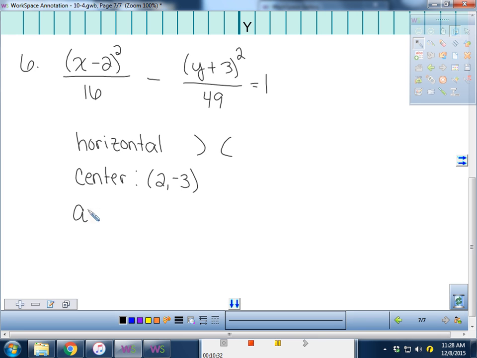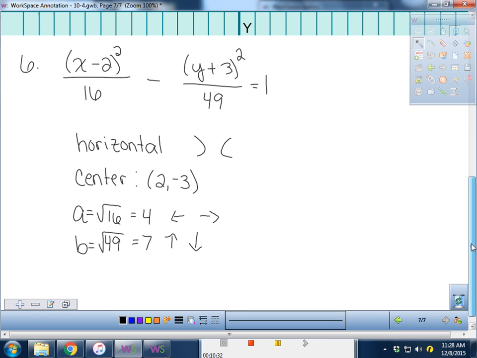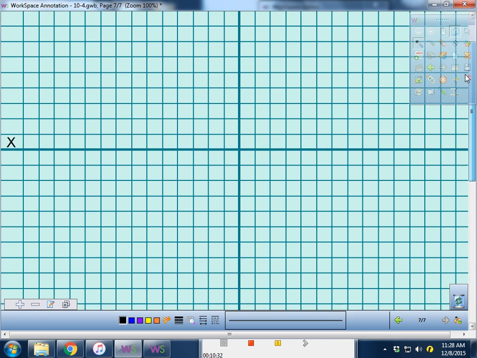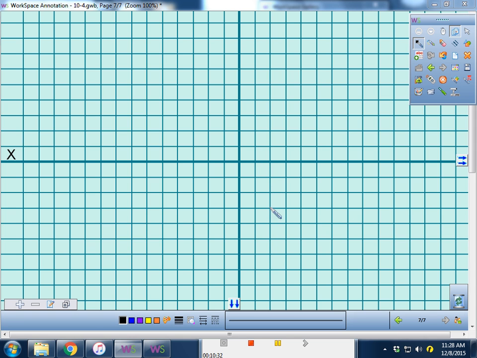A is always the number in the front, so we'll square root the 16. That gives us 4. Since that's underneath the X, that means I will go left 4 and right 4. B would be the number at the back here, so the square root of 49, which is 7. Since that's underneath the Y, we will go up 7 and down 7 from the center of our hyperbola. So let's graph this. 2, -3. 2, -3 is our center.